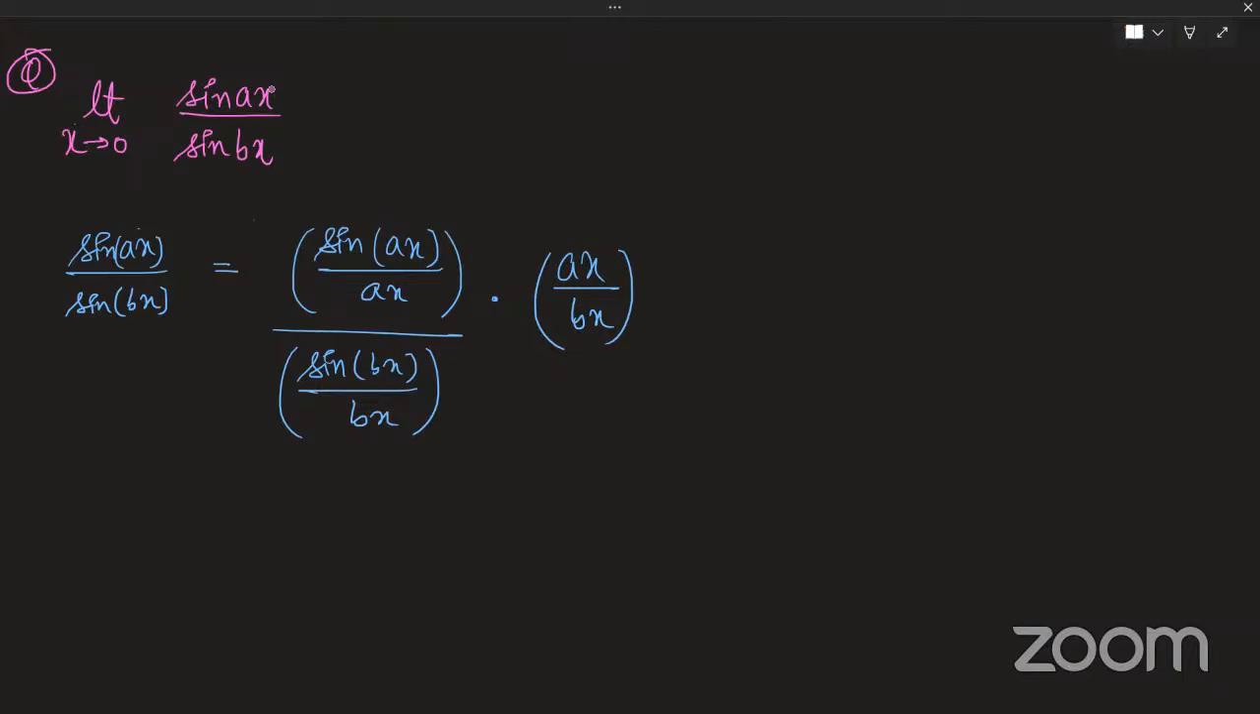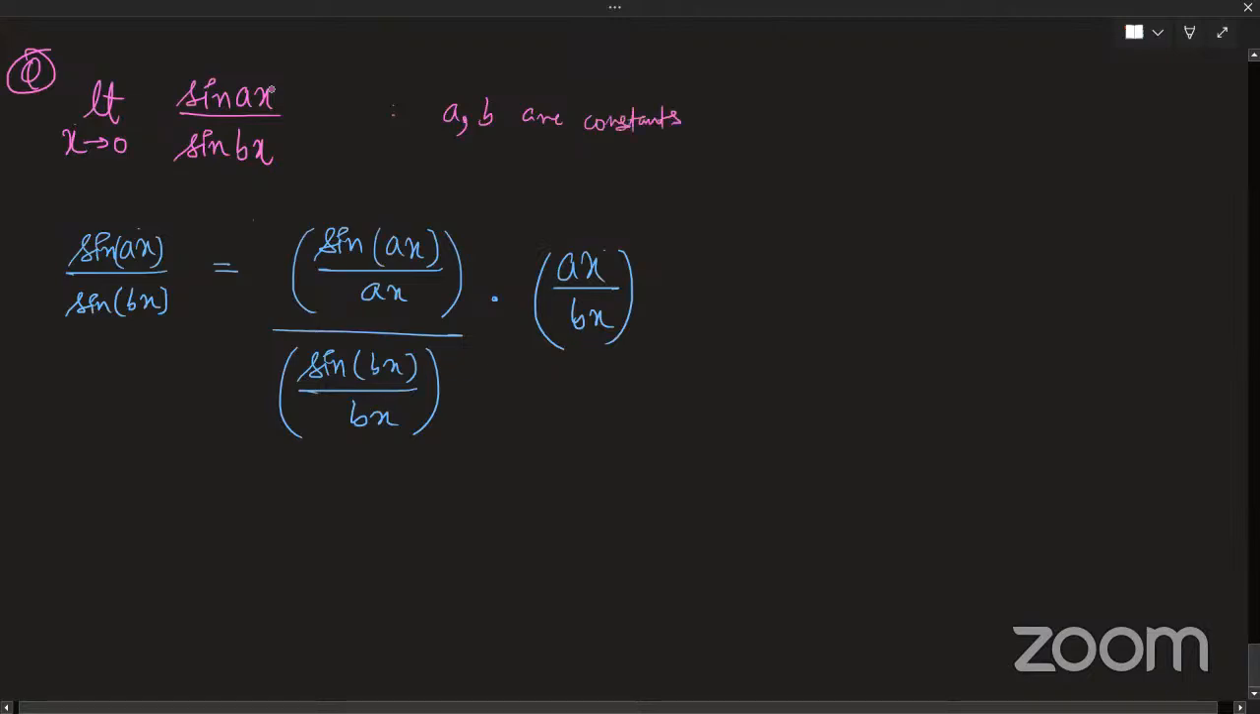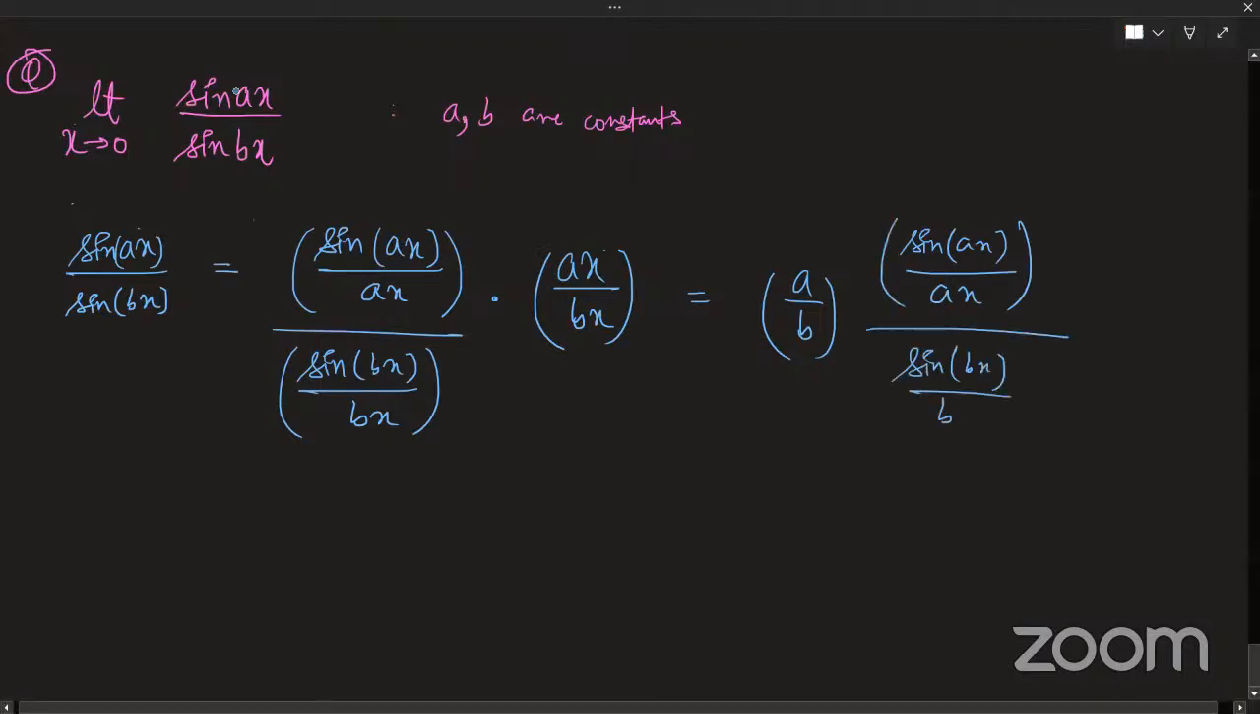A and B are any constants, okay? So it is A by B, not 1. So overall this turned into A by B times sine of AX by AX divided by sine of BX by BX. Everyone agrees to this, right?